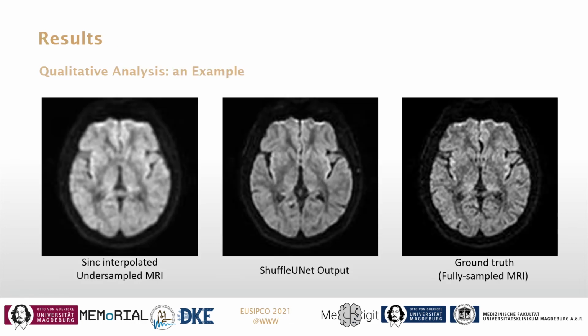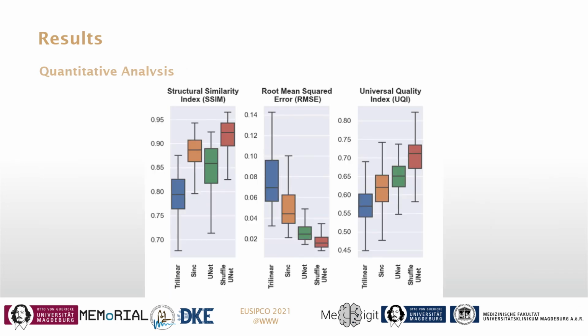Now let's have a look at a result. It can be observed that the model could improve the input of undersampled MRI significantly, resulting in a super resolved image close to the fully sampled ground truth. While looking at the results quantitatively using 3 metrics, structural similarity index, root mean squared error, and universal quality index, the proposed ShuffleUNet model performed significantly better than the interpolation techniques as well as the UNet model. It is to be noted that these comparisons were done by considering each direction as a separate 3D volume.